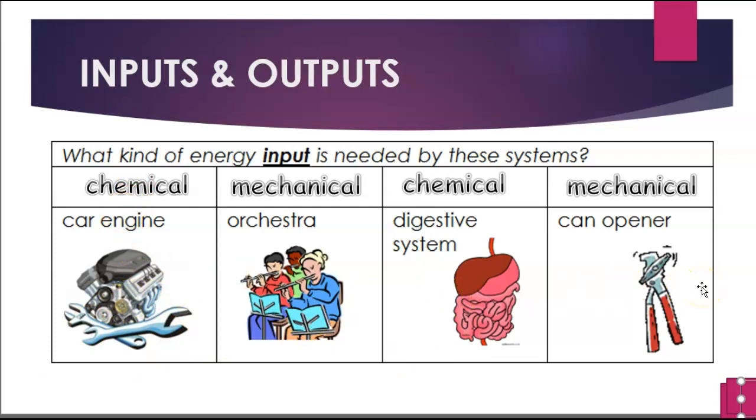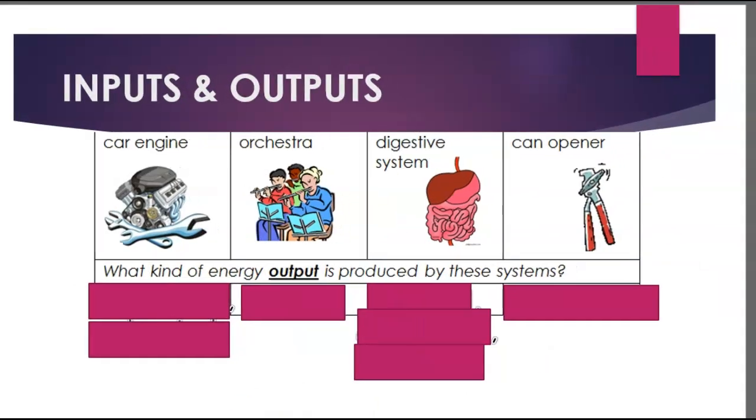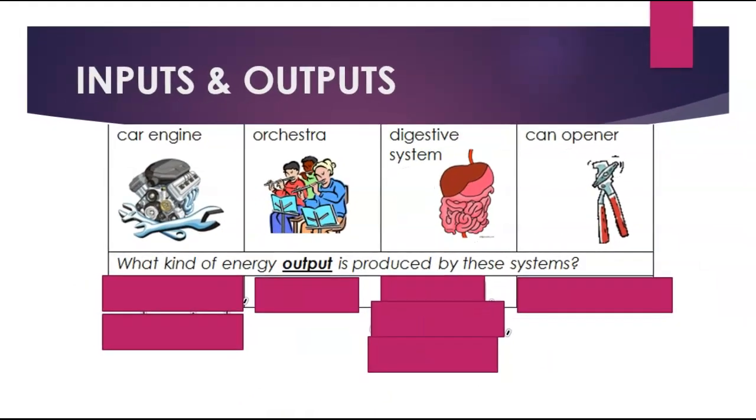And remember, a system can be really small, like a can opener, or it can be really big, like the entire Earth. All right, let's look at outputs. Can you think of what outputs would come out of the car engine as a system, or the orchestra, the digestive system, or the can opener? Think this time of what we're getting back out of each one of these items. Pause the video for a minute and see if you can write down your own thoughts.